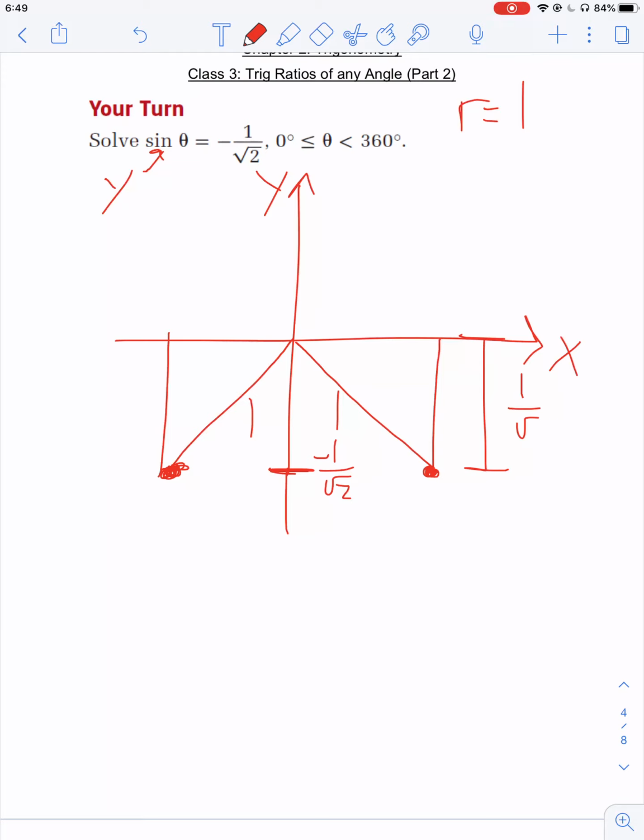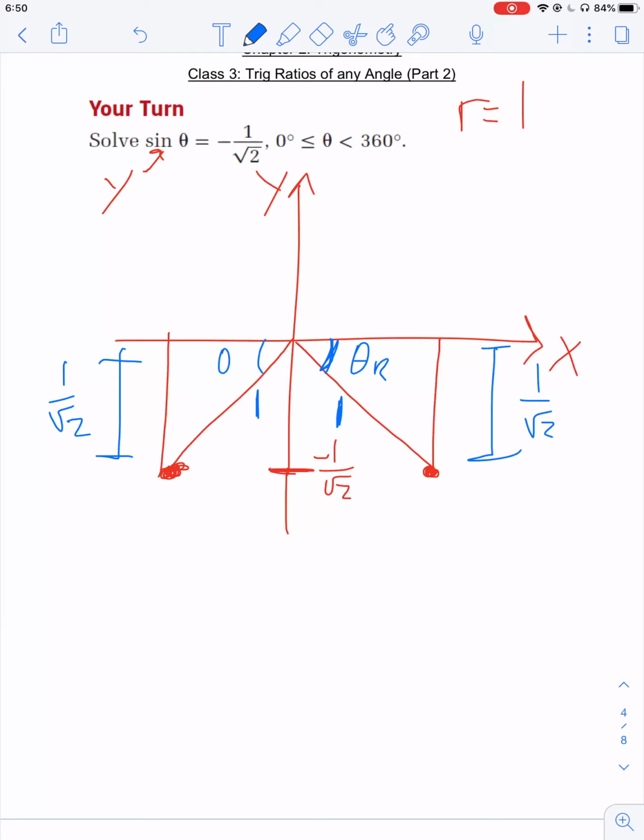You know what? Let me just use different colors, okay? Because I find it difficult to visualize when I see the same color. So this, right, is 1. This is 1. This length over here is 1 over square root of 2. This length over here is also 1 over square root of 2, okay? So I'm going to find my reference angle. Reference angle will be the angle between the x-axis and the terminal arm, so theta r. This is also theta r, right, because they're the same triangle, okay? So theta r, it doesn't matter which triangle you're looking at, so let's just focus on this one.